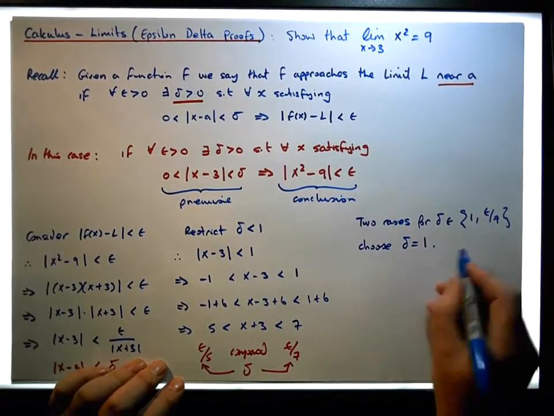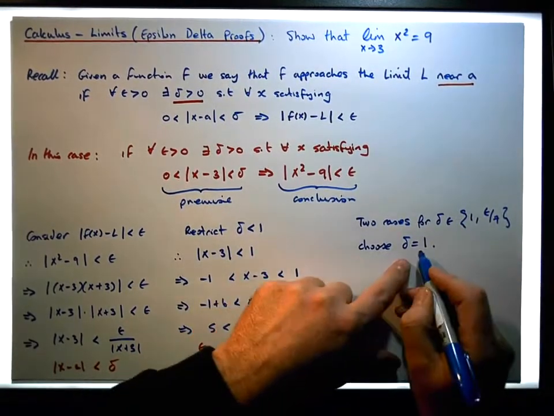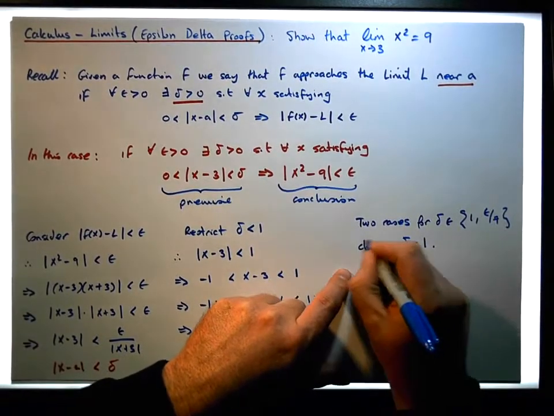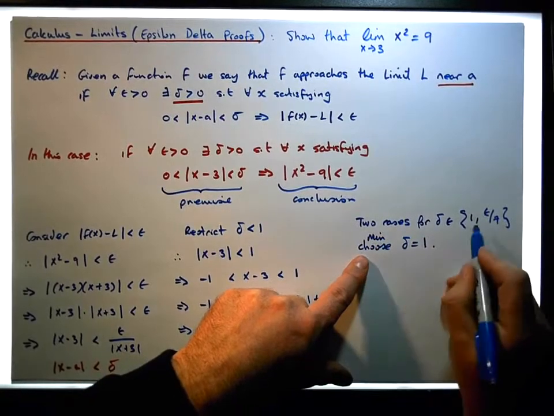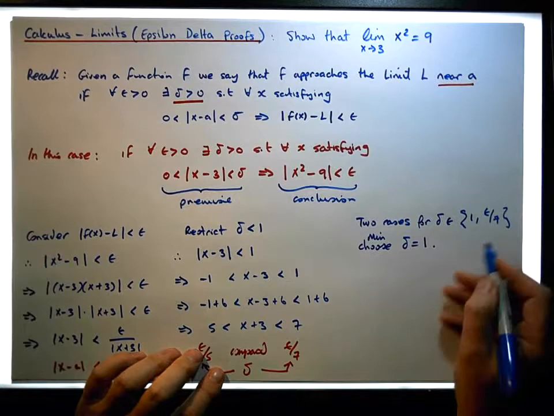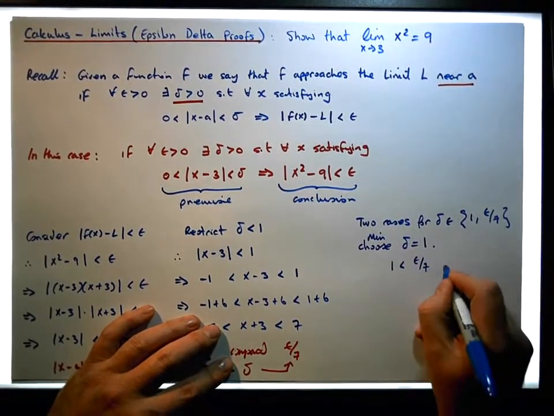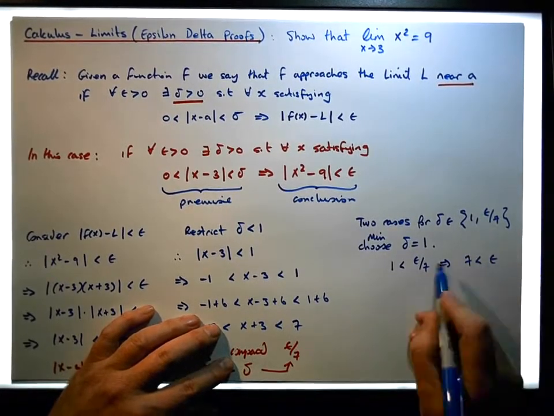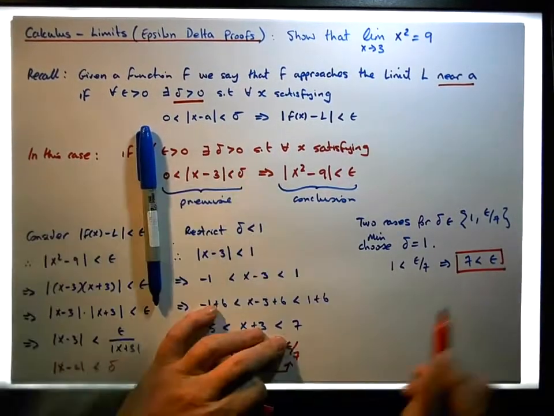So what does that tell us? Here's another fact: let's choose the minimum. The min, we really should say here. So let's choose the minimum between 1 and epsilon over 7. Let's say, for argument's sake, it's 1. What does that mean? Then 1 is less than epsilon over 7, which implies that 7 is less than epsilon. Let's just keep this particular fact in mind.